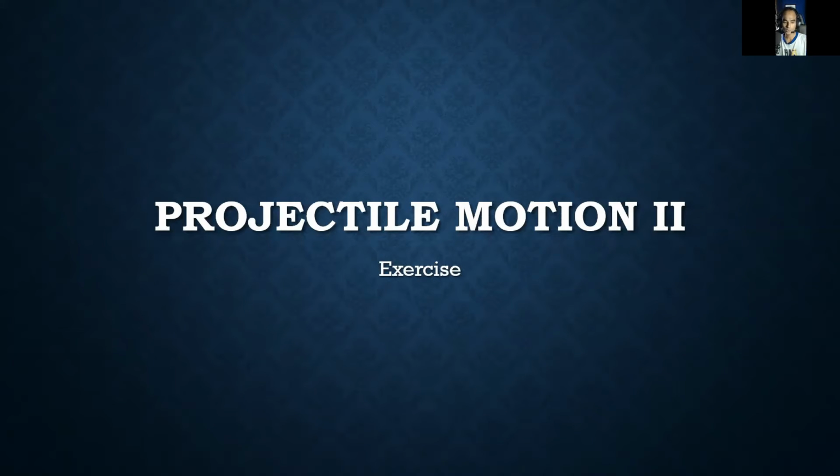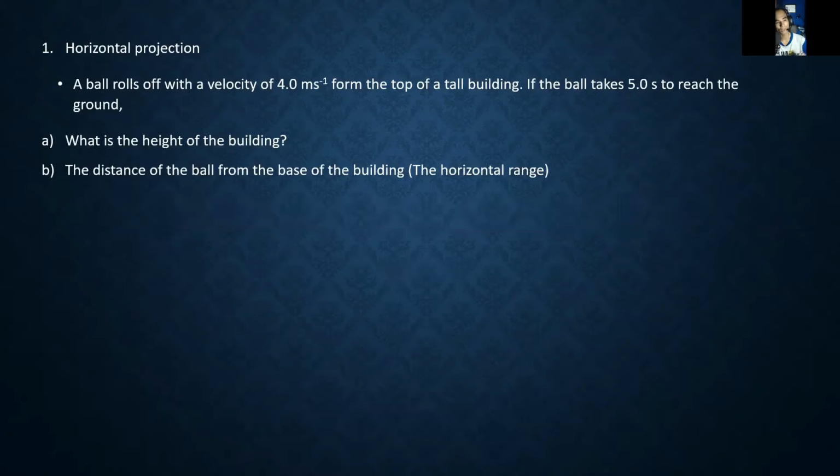Okay, so let's start with number 1. A ball rolls off with a velocity of 4.0 meters per second from the top of the building. If the ball takes 5 seconds to reach the ground, what is the height of the building? And B, the distance of the ball from the base of the building.